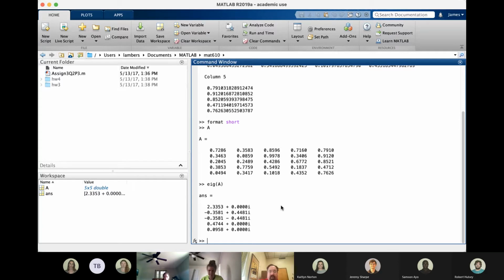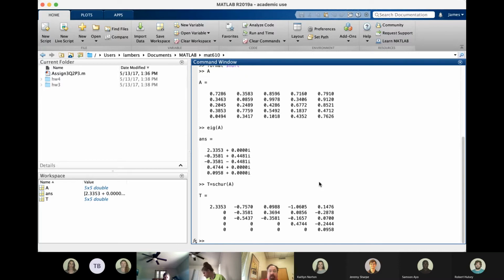Now, if I do T equals schur of A, what we find here is this matrix is not quite upper triangular. It's mostly upper triangular, but there's this 2 by 2 block along the diagonal. If you look at these diagonal entries, they correspond to the three real eigenvalues of A. The eigenvalues of this 2 by 2 block are the two complex eigenvalues you see here. So that's what I mean by the real Schur form.